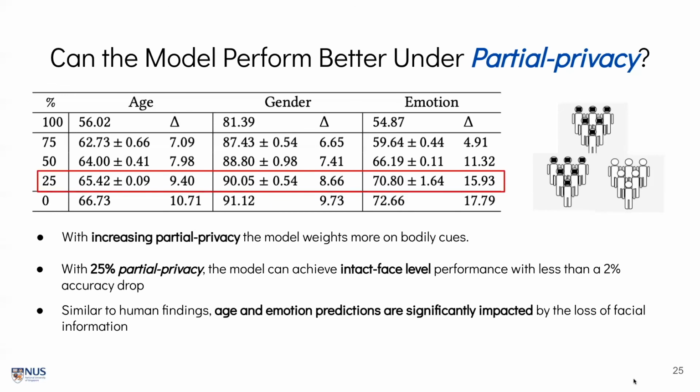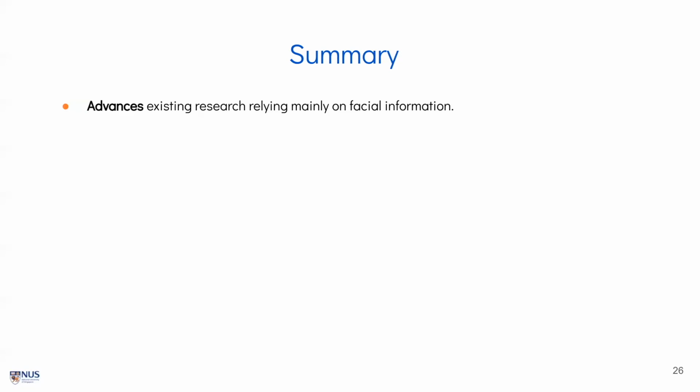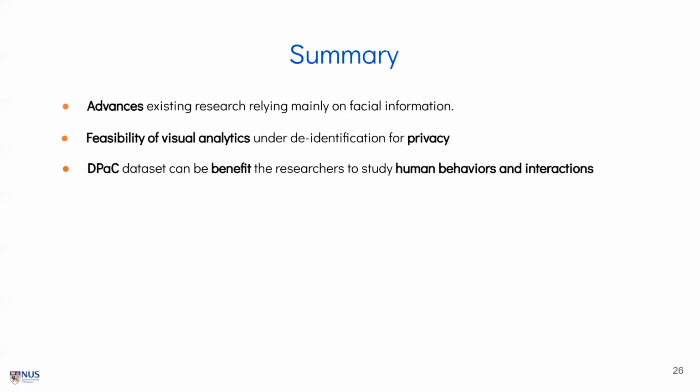Our human findings show that age and emotion prediction significantly get impacted by the loss of facial information, suggesting some attributes might not be suitable for strict privacy. We propose the use of partial privacy over the strict privacy since it can give a boost in the performance. Summarizing, our work advances existing research which relies mainly on facial information, and we show the feasibility of visual analytics under de-identification for privacy. The curated dataset can benefit researchers to study human behaviors and interactions.